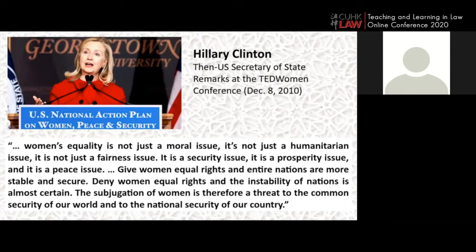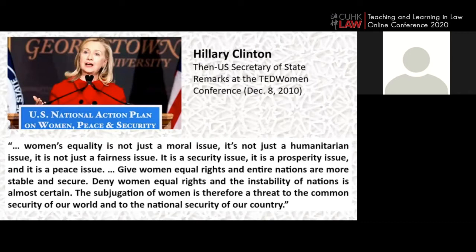Research on women, peace, and security demonstrates the importance of female participation and leadership in the prevention and resolution of conflicts, in peace negotiations, peace building, peacekeeping, humanitarian response, and post-conflict reconstruction. Some examples of this research are that they've found the inclusion of local women in peace negotiations significantly increases the durability and sustainability of peace.